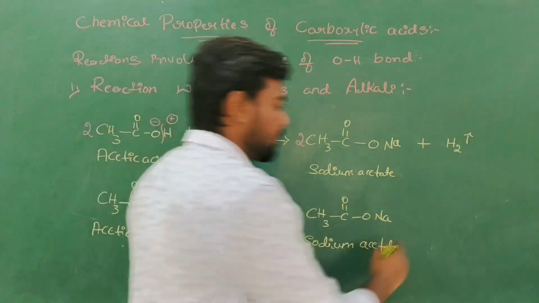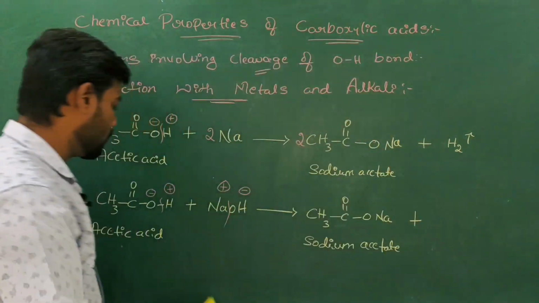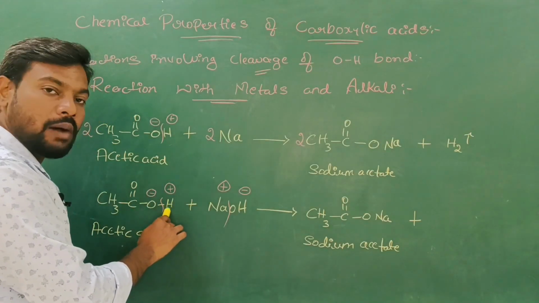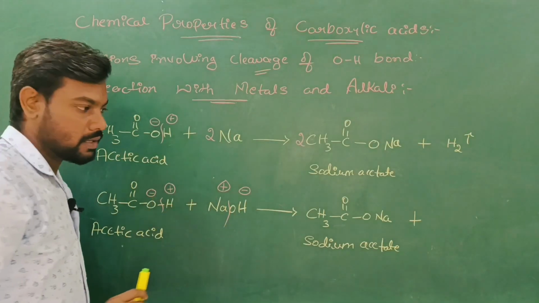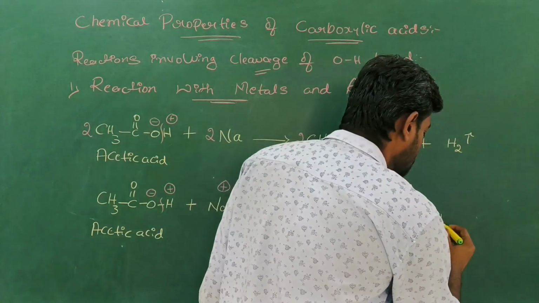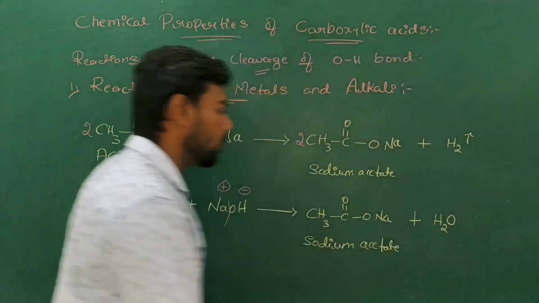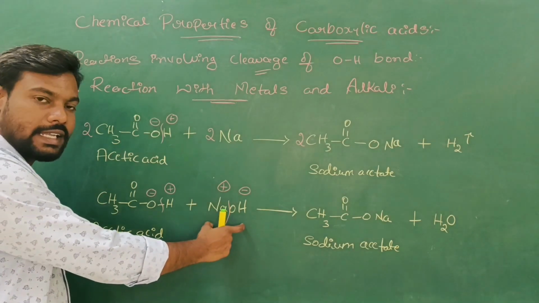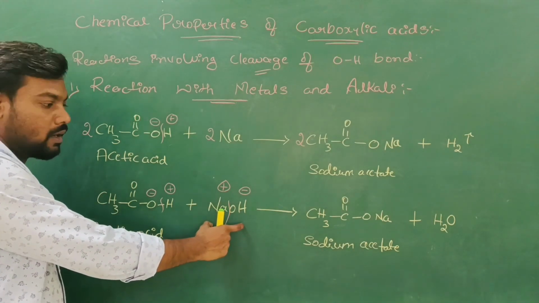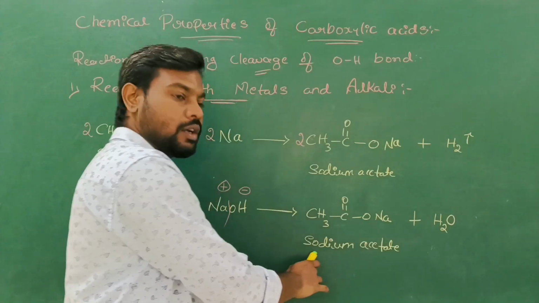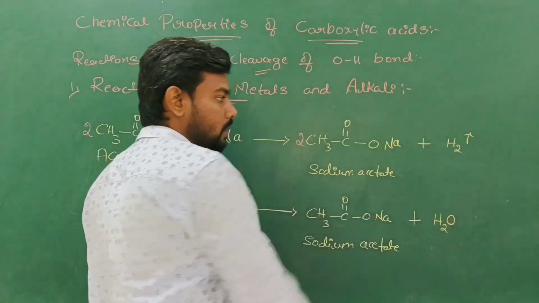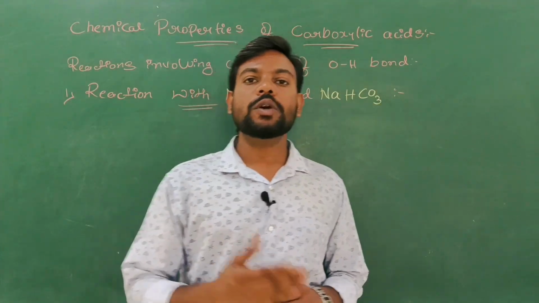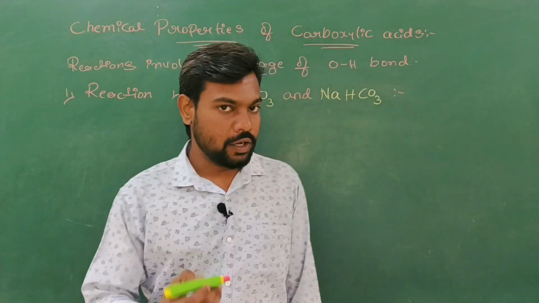Okay, and see here, carbon, and then here H plus and here OH minus. For that we get H2O, which is water. Clear? When acetic acid is on reaction with alkali, that is sodium hydroxide, it gives sodium acetate and water. Clear?